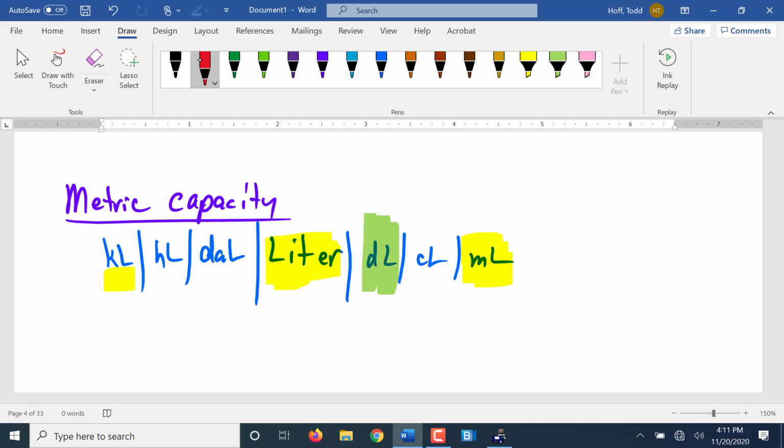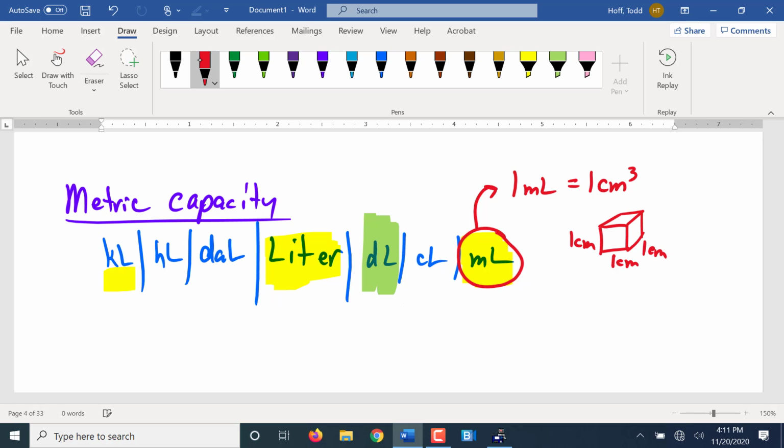But anyway, that connection between capacity and volume. 1 milliliter is defined to be 1 cubic centimeter. So 1 centimeter by 1 centimeter by 1 centimeter is a milliliter. So converting from volume to capacity in the metric system is quite simple because the capacity is defined off of that.